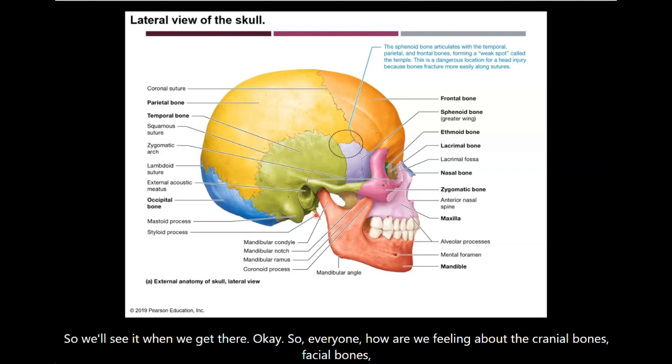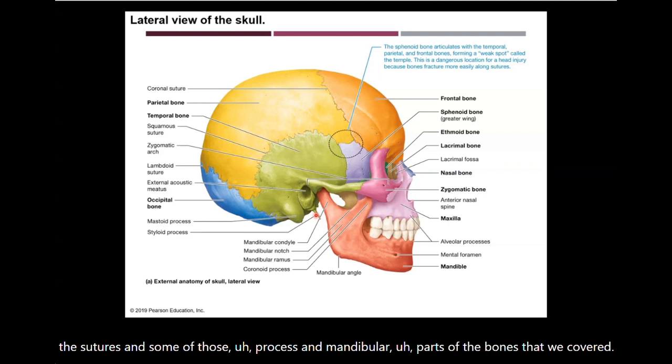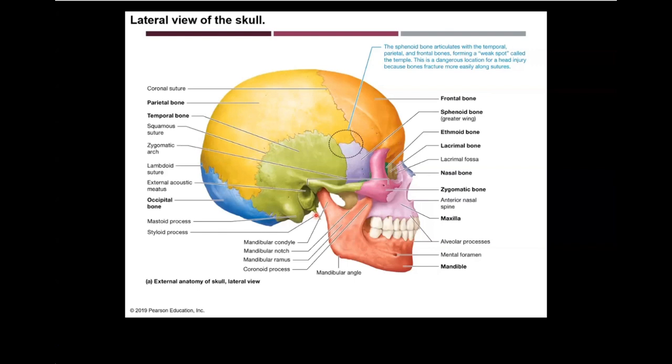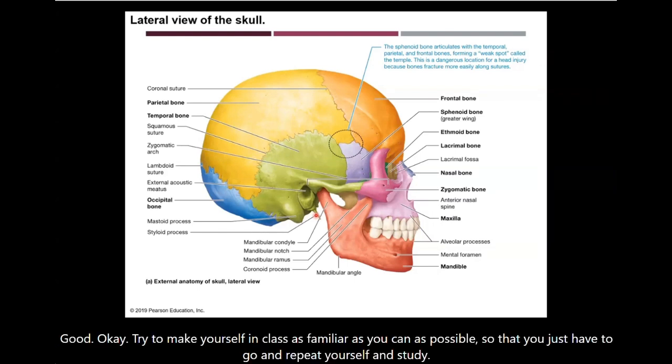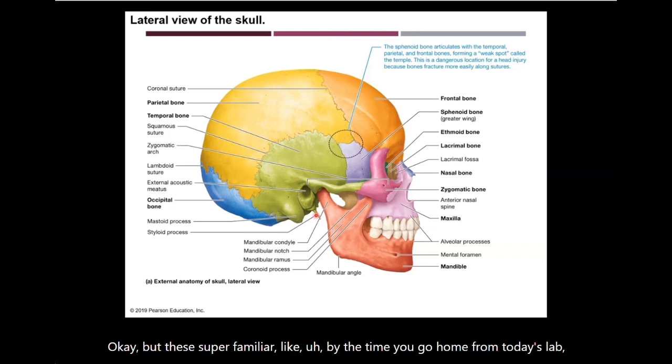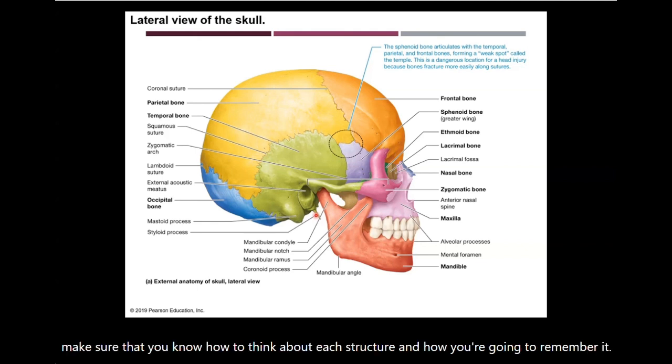So everyone, how are we feeling about the cranial bones, facial bones, the sutures, and some of those processes and mandibular parts of the bones that we covered? Good. Okay, try to make yourself as familiar as you can in class so that you just have to go and repeat yourself and study. Okay, but be super familiar. By the time you go home from today's lab, make sure that you know how to think about each structure and how you're going to remember it.